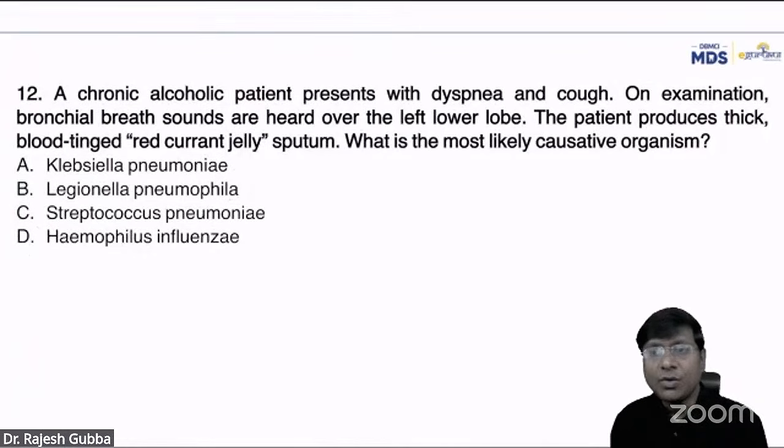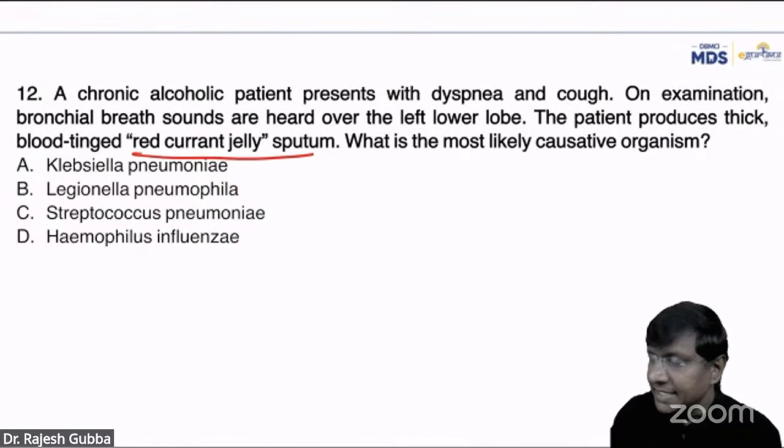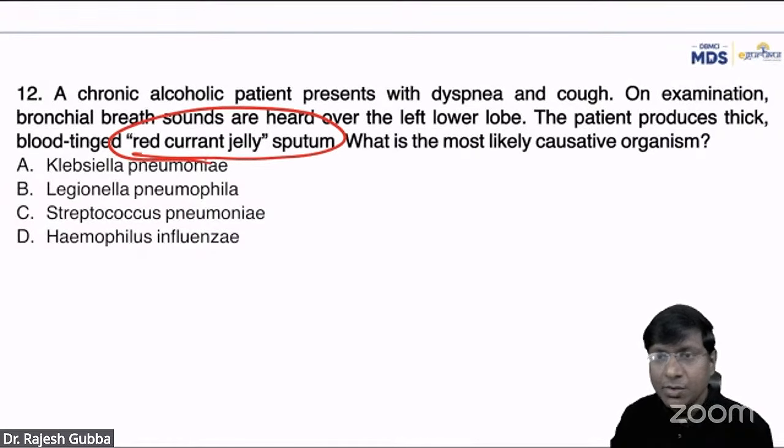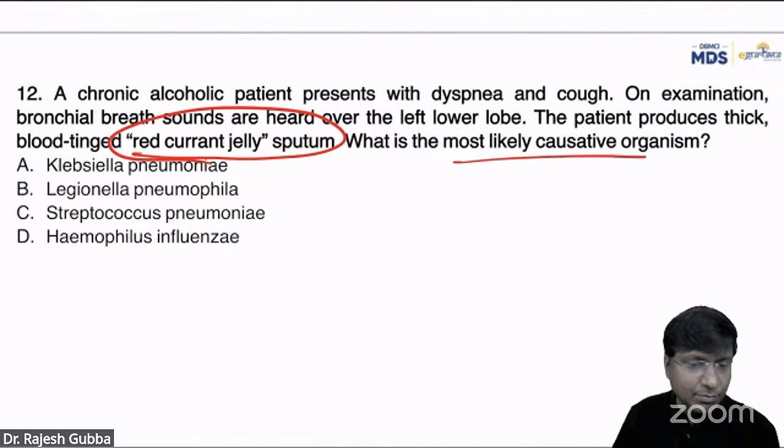So, a chronic alcoholic patient presenting with dyspnea and cough. On examination, bronchial breath sounds are heard over the left lower lobe. The patient produces thick blood-tinged sputum, which is red currant jelly. What is the most likely causative organism? So, what do you think is the most likely causative organism? If there is red currant jelly, it is suggestive of Klebsiella pneumonia. It is suggestive of your Klebsiella. It is not Mobitz type 2.